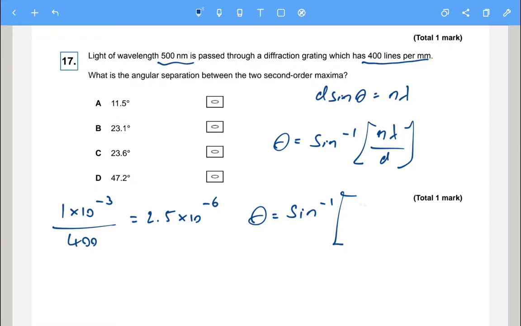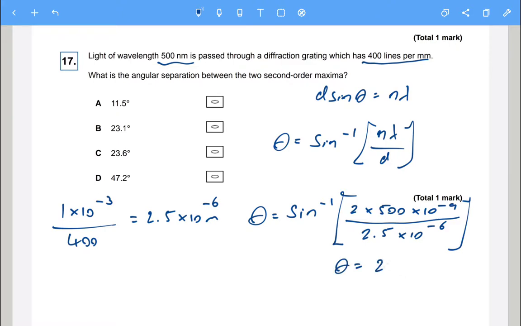n is 2, so look at second order, times the wavelength, so 2 times 500 nanometers, so it's just 500 times 10 to the minus 9, divided by the distance d, which we calculated earlier to be 2.5 times 10 to the minus 6 meters. That'll give us theta, so that is 23.578.